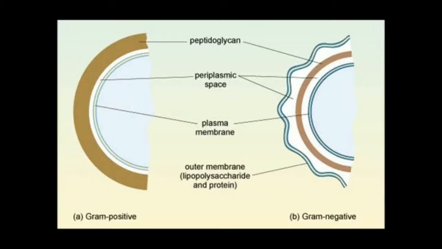The cells appear colorless. To make the colorless cells visible, a secondary stain, safranin, is applied, leaving the gram-negative cells pink.